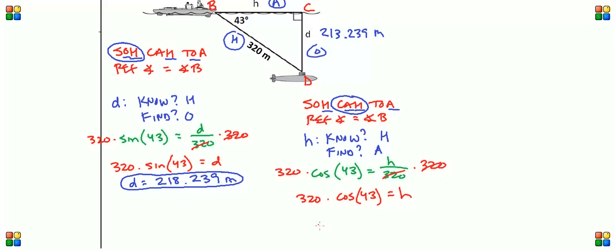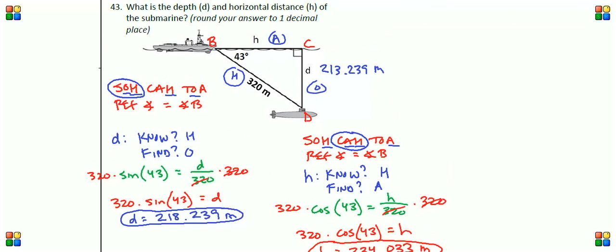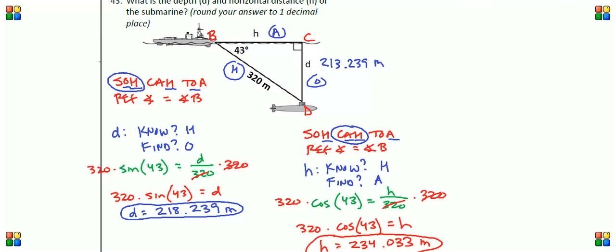Plug that into your calculator and you will find that H is equal to approximately 234.033. Our unit of measure stays the same. That is in meters. So the value of H is 234.033. Let's label that up here and see if this all makes sense. The value of H is 234.033. Those numbers look reasonable.